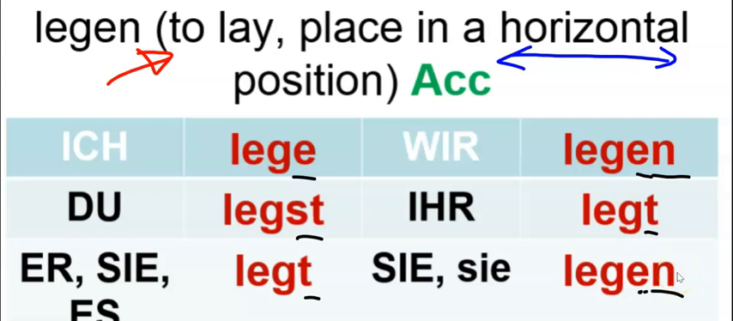We're going to go ahead and conjugate these. I'm going to say them, so pause the video to make sure that you can write these down for your notes. Legen is to lay something or place it in a horizontal position, and this will take the accusative case. Make sure you mark these as accusative or dative in your notes as well. Ich lege, du legst, sie, es legt, wir legen, ihr legt, sie legen.